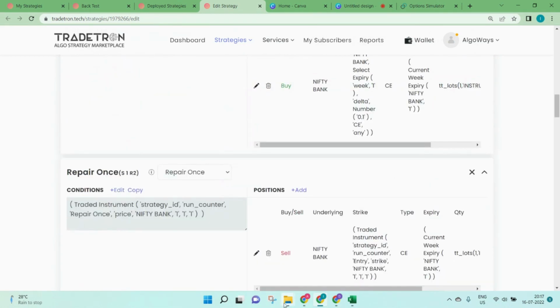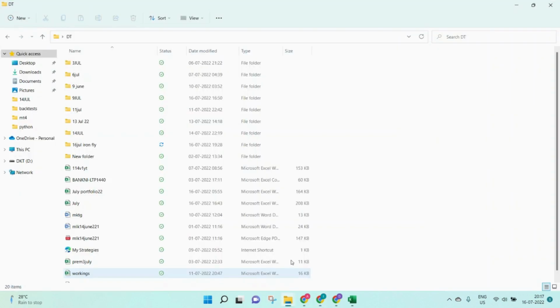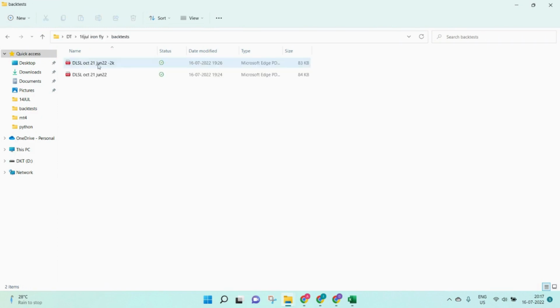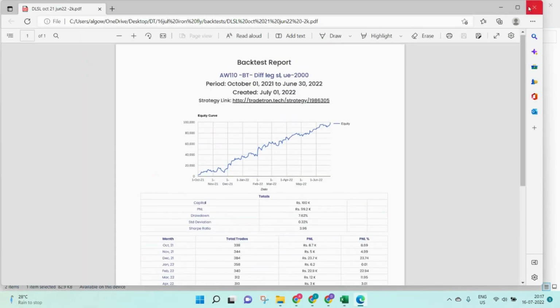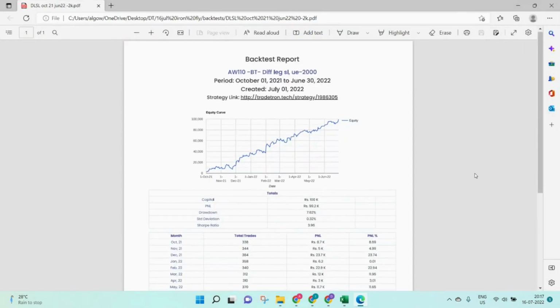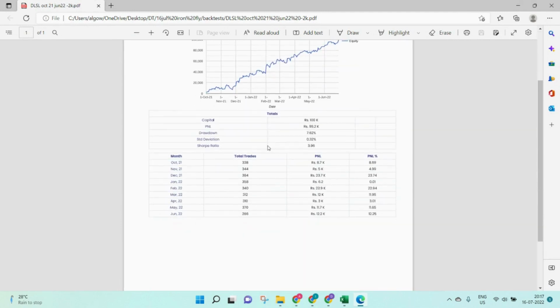Now I have done, I think, some backtest for this. Let me just check. Not for a very large period though. Let me see. Okay. So this is with minus 2,000 as stop loss. I will upload this backtest also in the video description. I'll give the link basically. So this is from October 2021 till June. That is around 9 months.